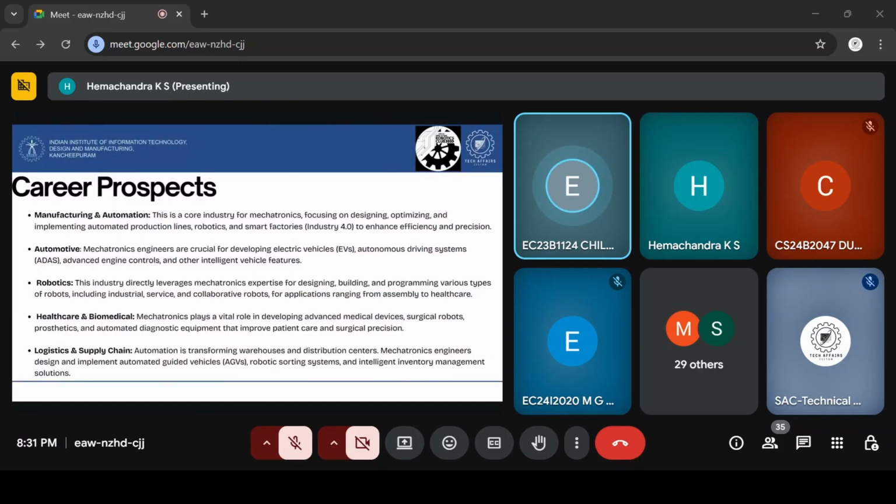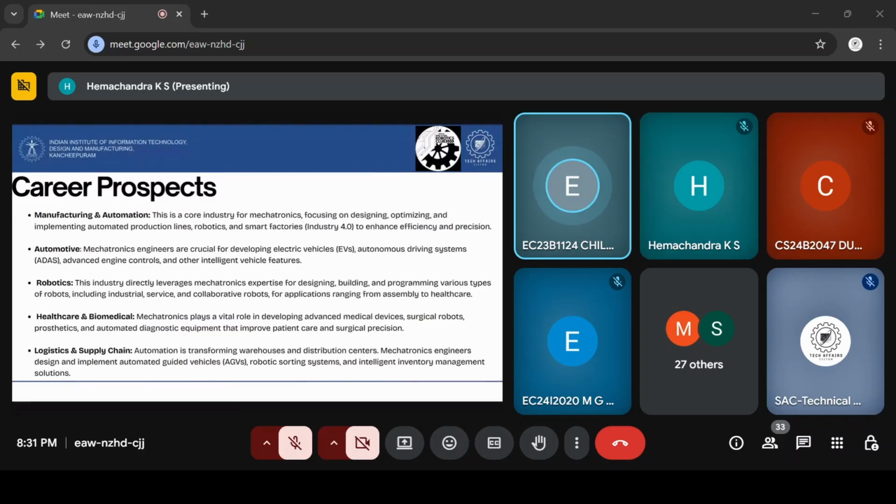Another large industry is automotive. Mechatronics engineers are crucial for industries such as automotive, and as you know, this is the era of rising EVs, autonomous driving systems, and other intelligent vehicle features. And robotics: the industry directly leverages mechatronics expertise for designing, building, and programming various types of robots, including industrial, service, and collaborative robots, for applications ranging from assembly to healthcare.